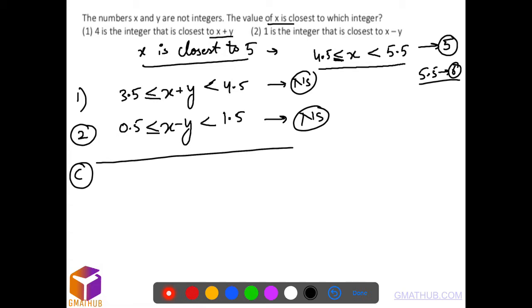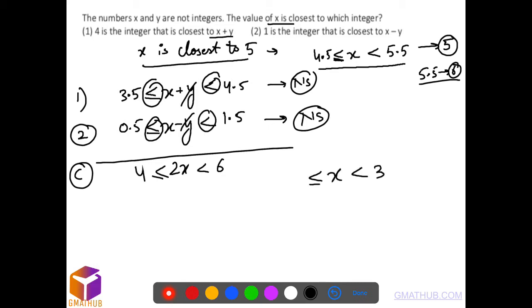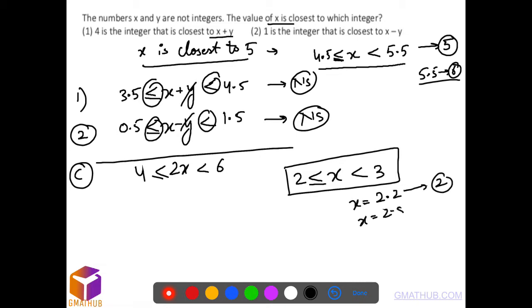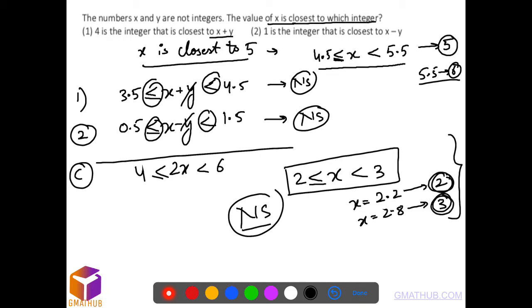Combine them. So the inequalities are the same. If you see, let's add the two inequalities. 2x is less than 6 and less than or equal to 4. Divide this whole thing by 2. This is what you get. x could be any number between 2 and 3. Now let's say if x is equal to 2.2, it will be closest to 2. If x is equal to 2.8, it will be closest to 3. So clearly it's not sufficient. The question is, x is closest to which integer? It could be closest to 2 also, 3 also. E will be your answer.